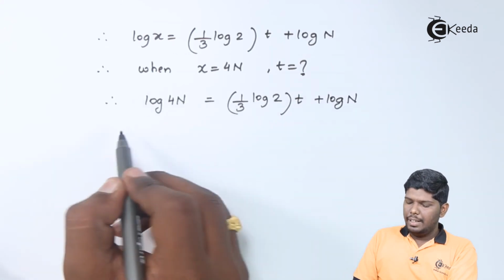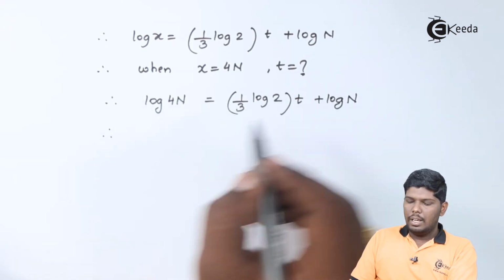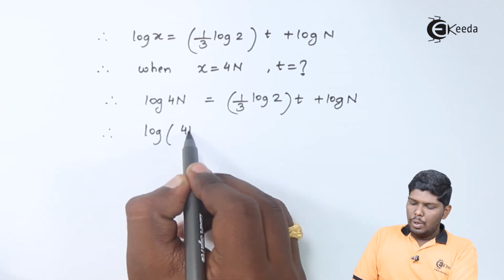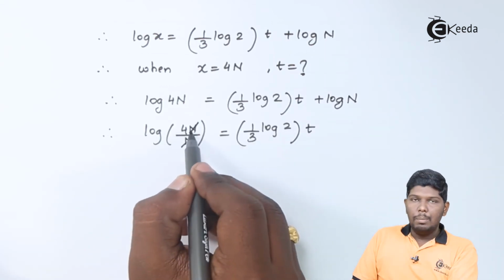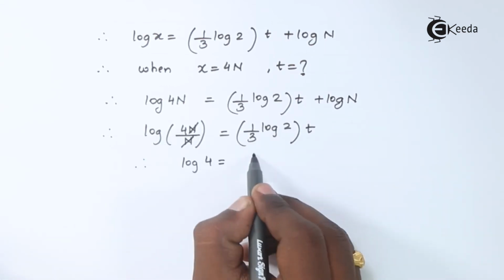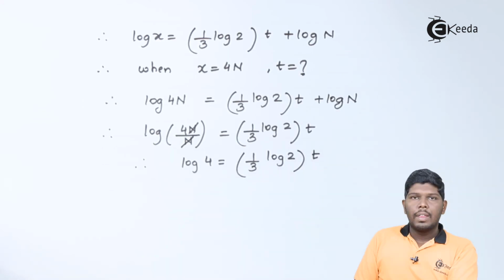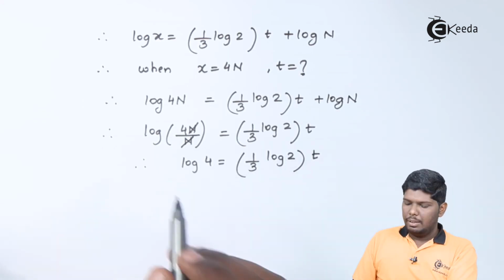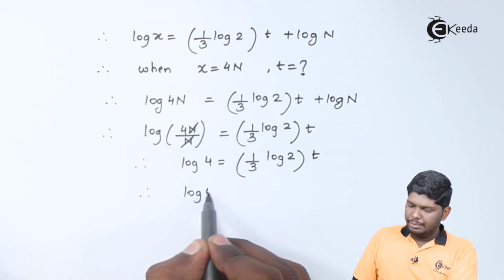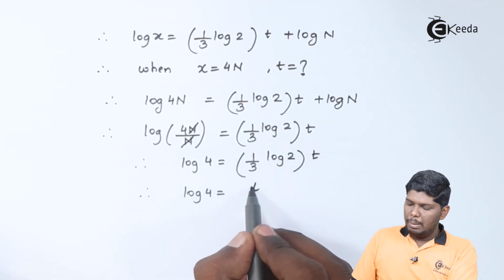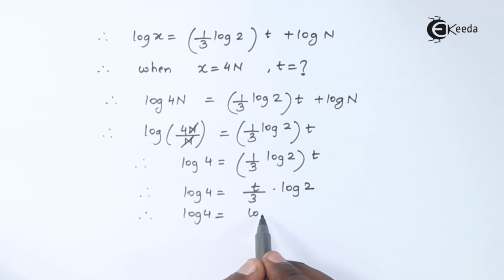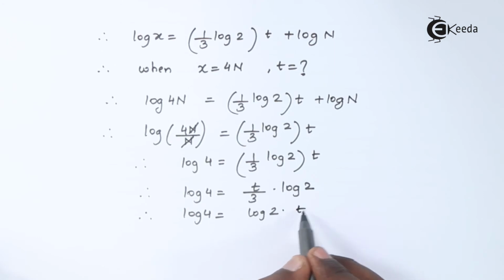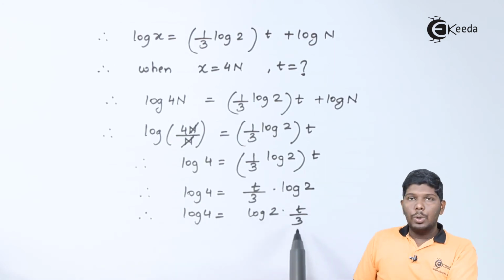Again taking log n on the left hand side, we have log 4n minus log n, that will give you log 4n upon n. Here n will be cancelled. And we have 1 by 3 log 2 into t. T into 1 by 3 will give you t by 3. Therefore, we have log 4 as log 2 into t by 3.